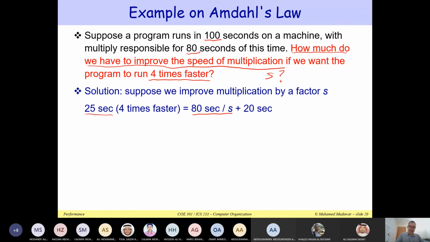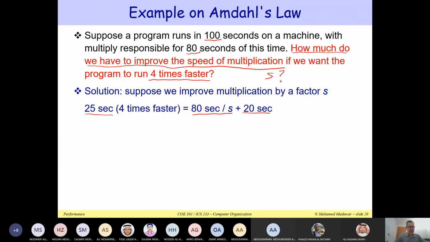But the remaining 20 seconds are not multiplication. It's something else. And the designers did not do anything about it. They just kept it as is. So they only took the old multiplier and threw it away, and put a new multiplier inside the hardware. So we are going to improve the 80 seconds by a factor of S, and we are going to keep the 20 seconds unchanged.